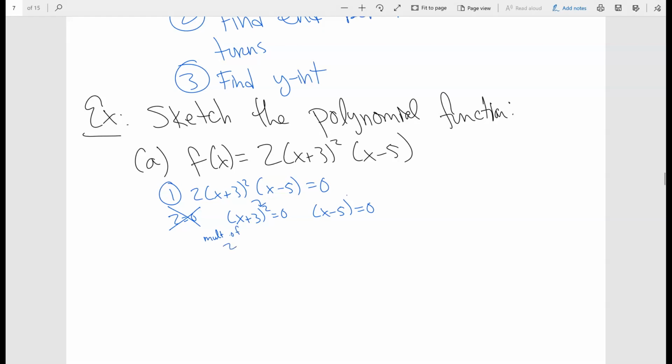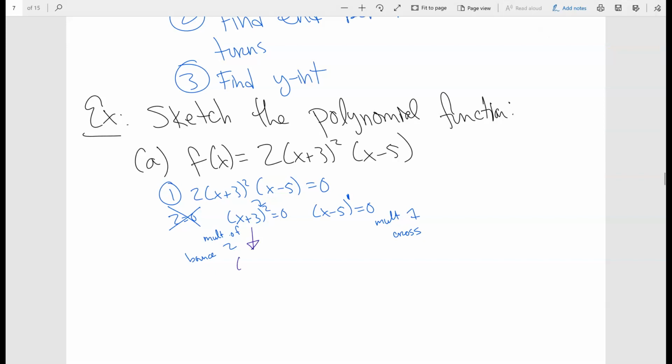Okay, what about this guy? There's a 1 here. This is multiplicity 1. So that means that at this guy, this is going to bounce. Okay, and this is going to cross. Now what is the value that's going to bounce and what is the value that's going to cross?